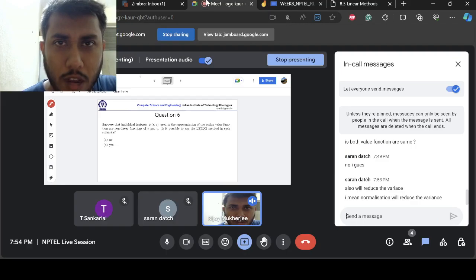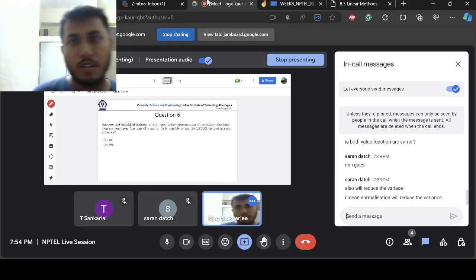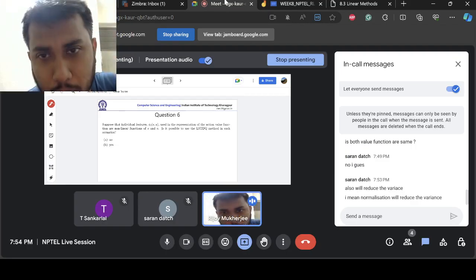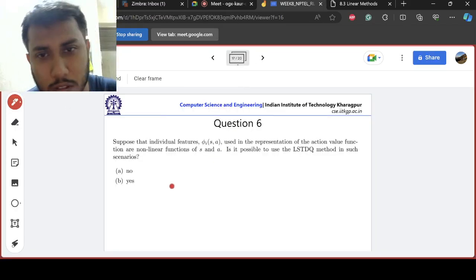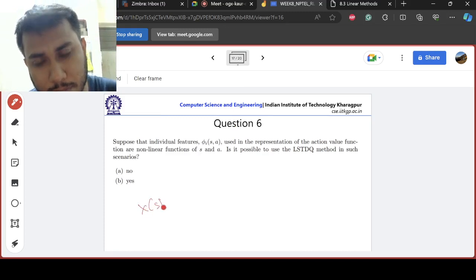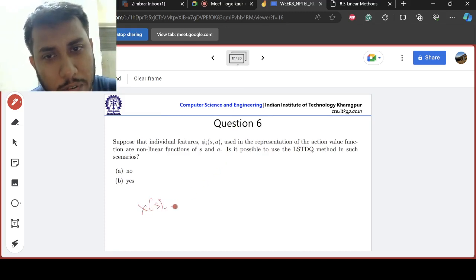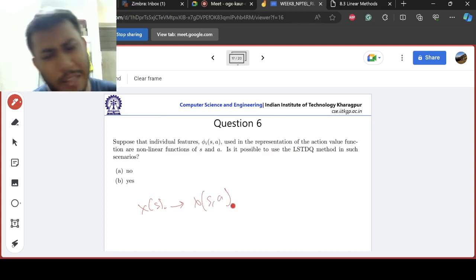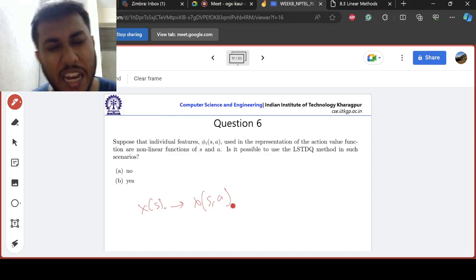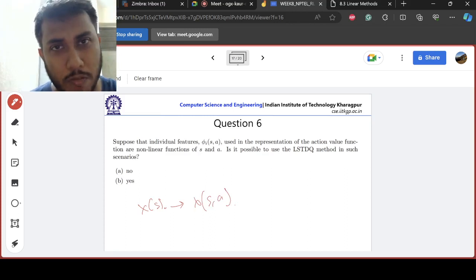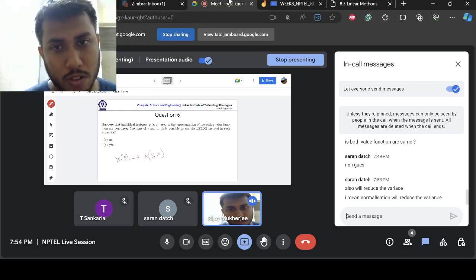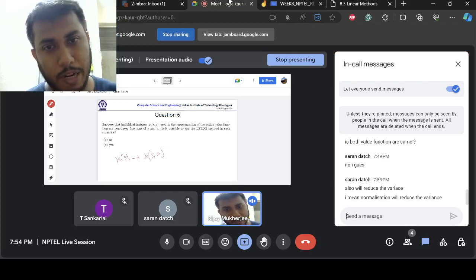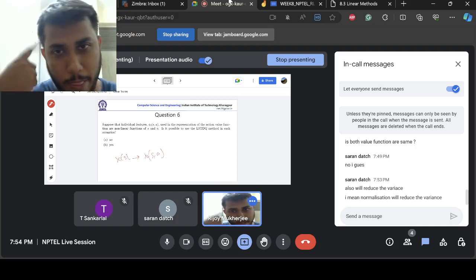Okay, suppose you have individual feature vectors phi. What I was telling is, so far what I was doing is x of s. Similarly, you can have feature vectors x of s comma a when you are doing Q-learning sort of thing, when you are trying to use action value pairs. You can have similarly feature vectors of both s and a and do it.